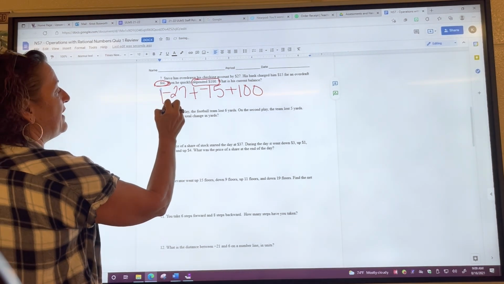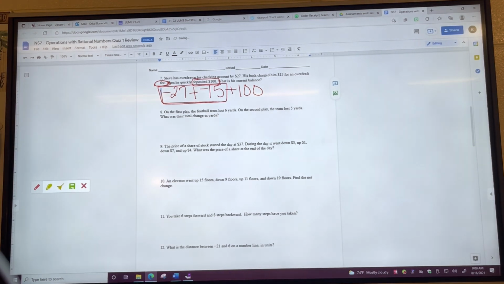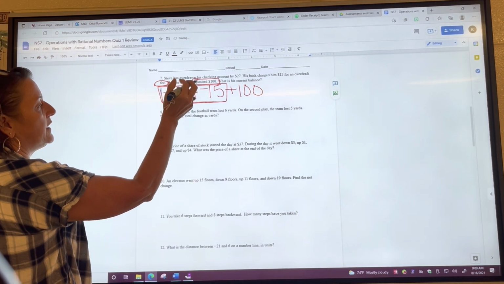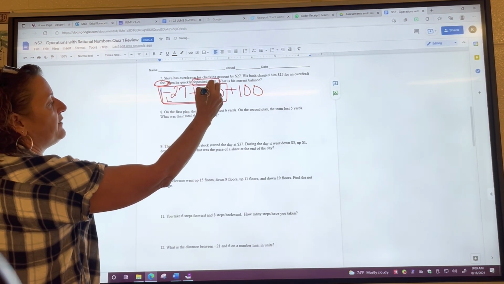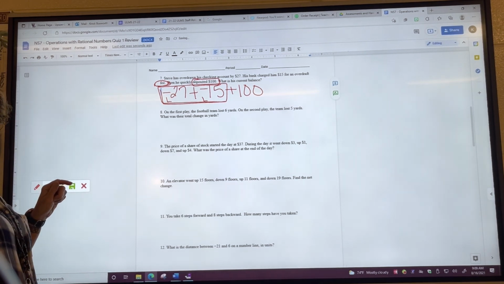Now, we have to start right here and do this by order of operations because we have 3 different things to do, right? So let's start with that negative 27 plus a negative 15. Negative 27 is left. Negative 15 is left. So that's the same. So what are we going to do? Same, sum. So sum means we add. Negative 40. You with me?